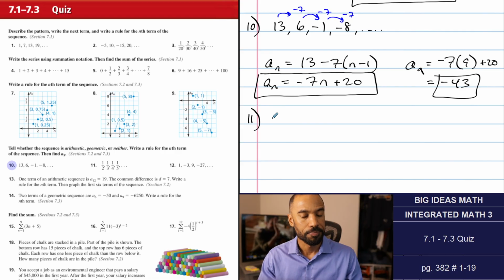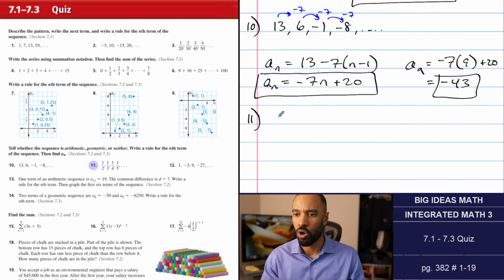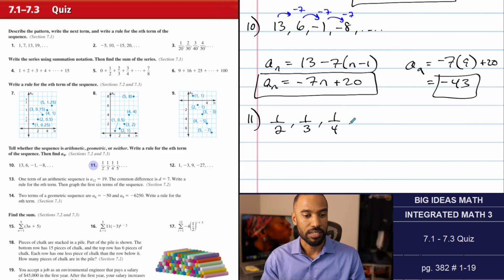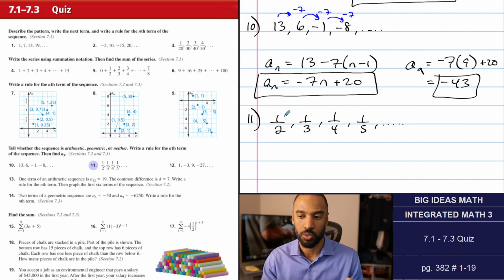Although that would get you there. Number 11: 1/2, 1/3, 1/4, 1/5. I did mention back on number 3, having a constant common difference in the denominator is not a normal math thing to do with respect to pattern. You can tell what comes next. That doesn't mean it's arithmetic or geometric in nature. This is a natural pattern. There's no common difference here.